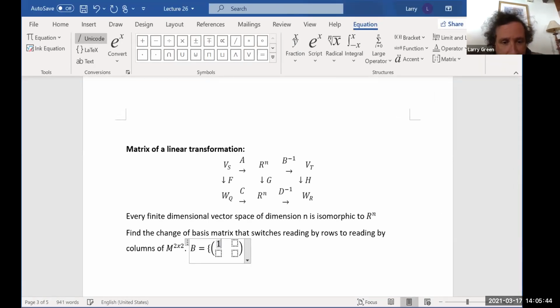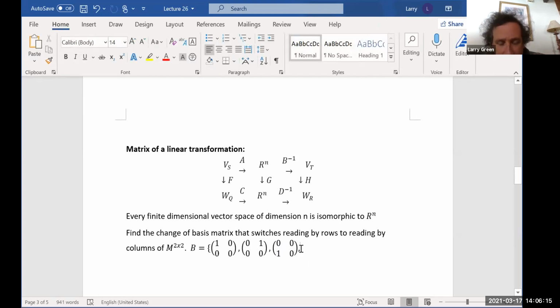The first one will be 1, 0, 0, 0. The second is going to be 0, 1, 0, 0. The third will be 0, 0, 1, 0. Notice I'm reading by rows. And the fourth will be 0, 0, 0, 1. Okay. Maybe instead of calling it B, I'll call it R for rows.